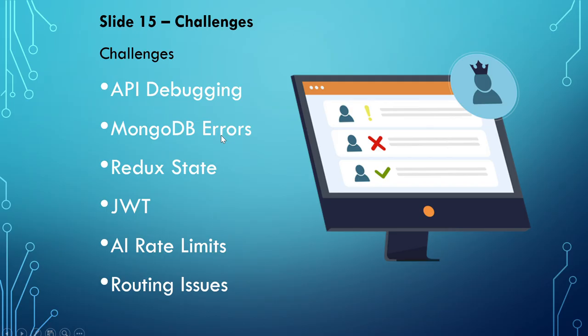Now, let's see the next slide. What are the challenges that we faced? Throughout the development process, I encountered several technical challenges. I faced API routing issues, MongoDB schema errors, Redux state management problems, JWT authentication bugs, and the most challenging thing was the Grok AI rate limits. By carefully debugging each issue, I improved my understanding of full stack development and successfully resolved them.